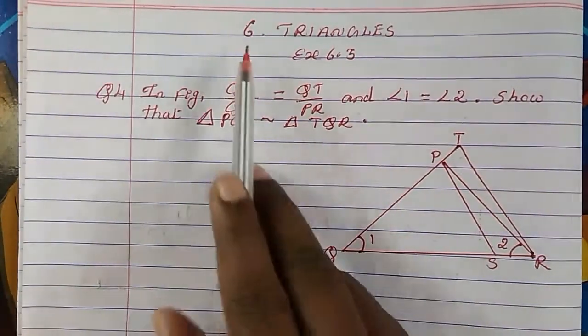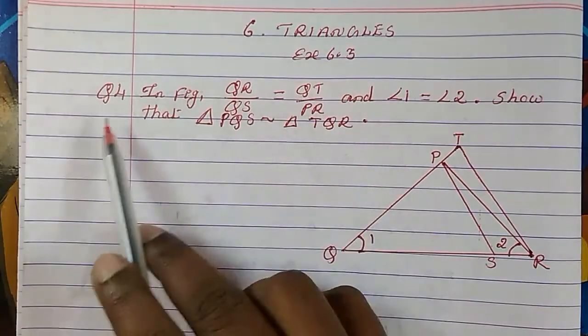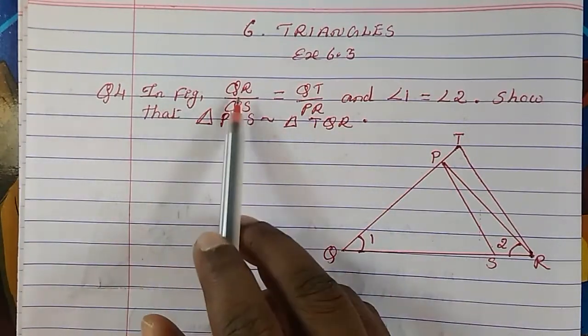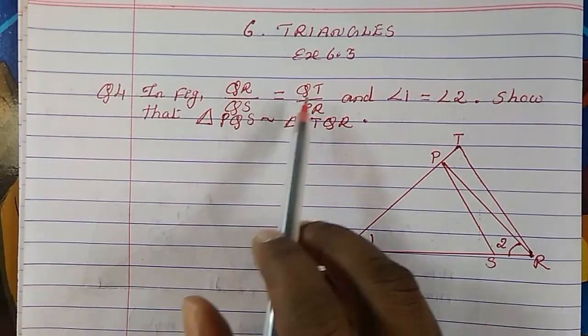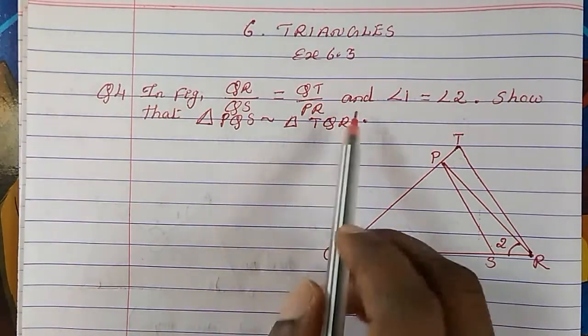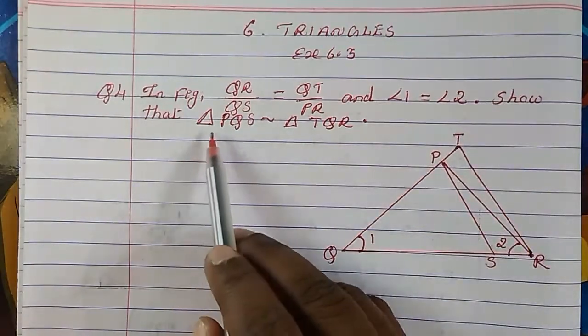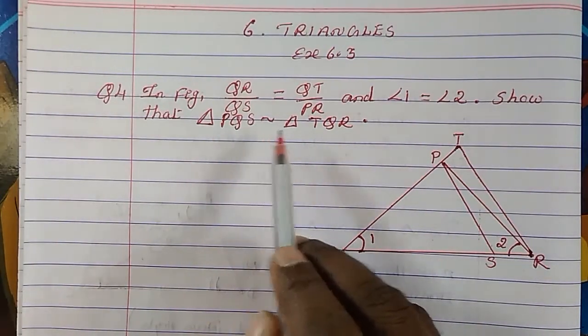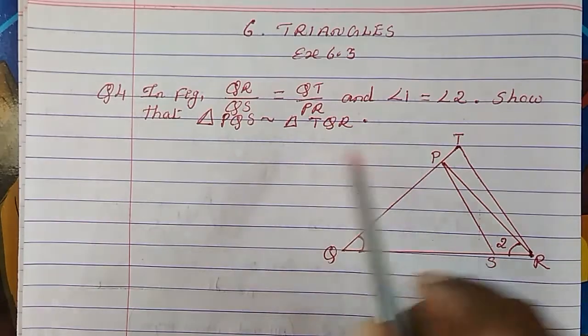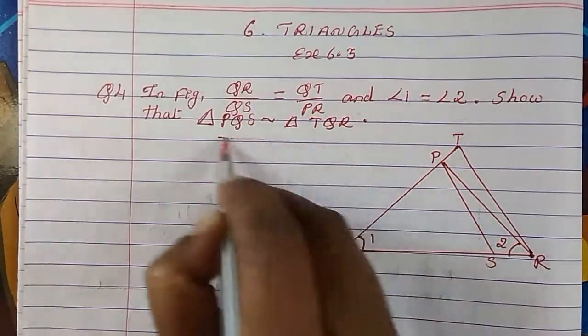Today we are going to study chapter 6 triangles, exercise 6.3, question 4. In the figure, QR upon QS is equal to QT upon PR and angle 1 is equal to angle 2. Show that triangle PQS is similar to triangle TQR. So we have to show this, we have to prove this.